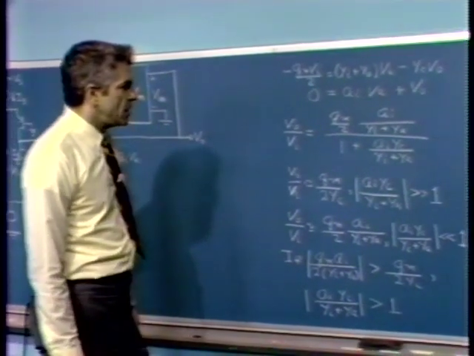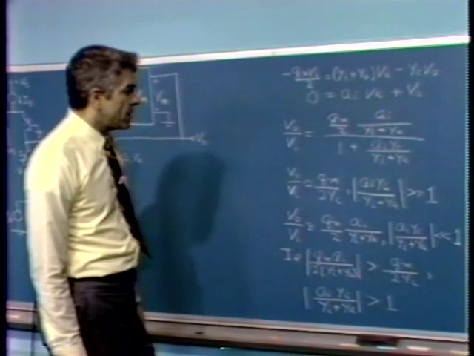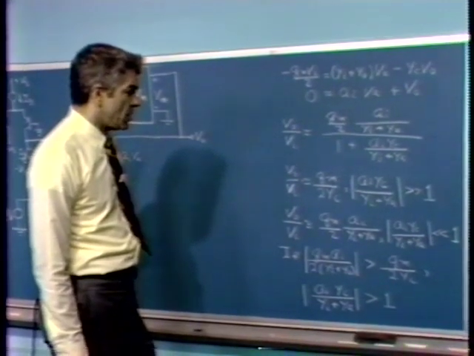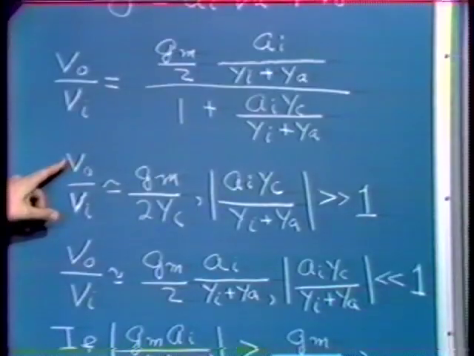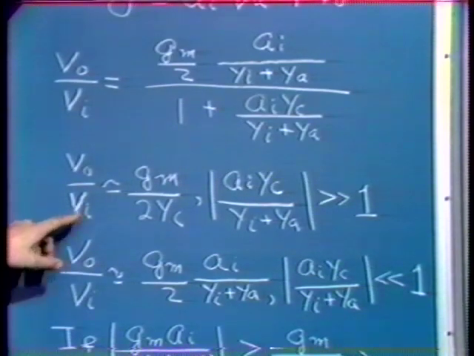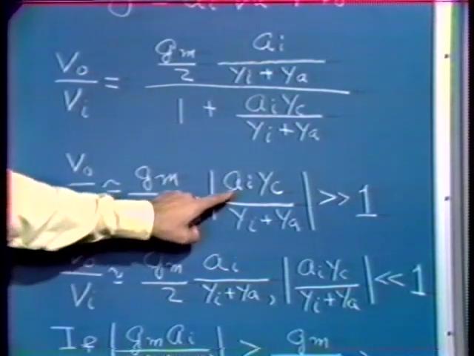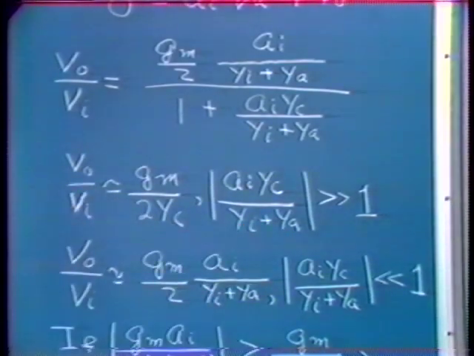And again, there's the familiar limiting cases. This goes right back to what we did earlier in our general discussion of feedback compensation. Let's consider the quantity V out over VI, the open loop transfer function of the amplifier, for those two limiting cases. Well, if the magnitude of the transmission around the minor loop, the AIYC over YI plus YA product, is much larger than 1.